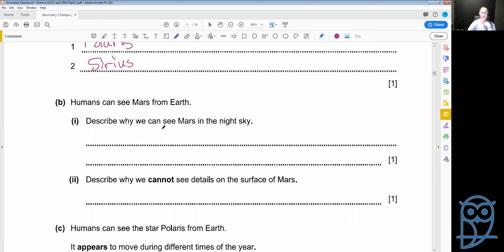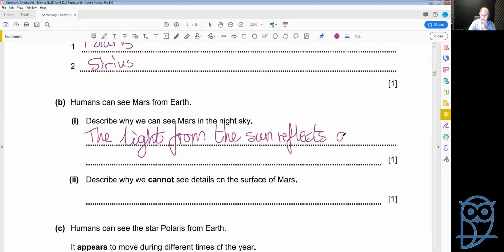Okay, humans can see Mars from Earth. Describe why we can see Mars in the night sky. So here we can write that the light from the sun reflects off of the surface of Mars.